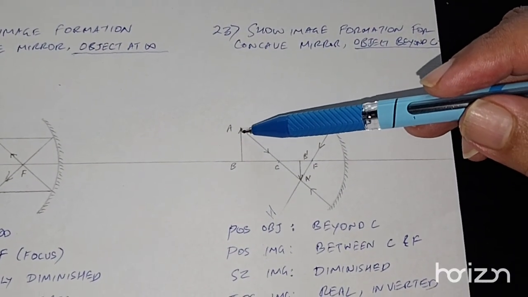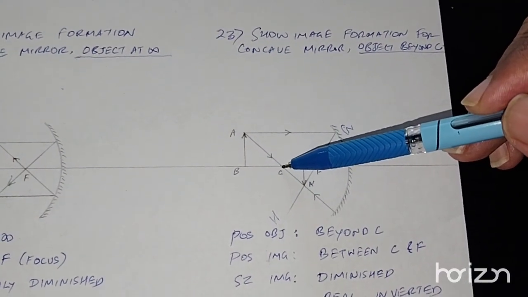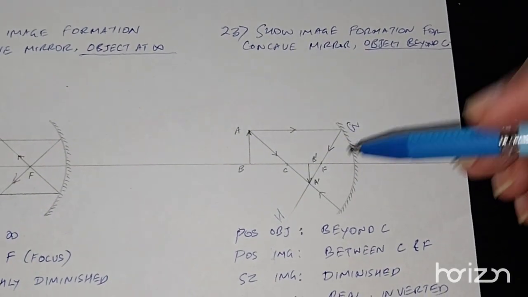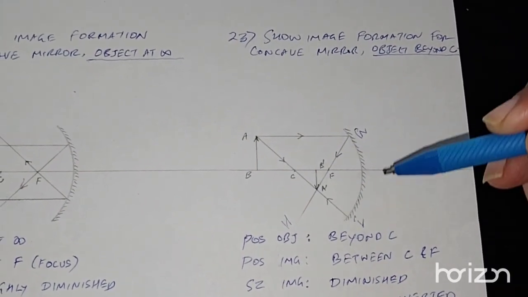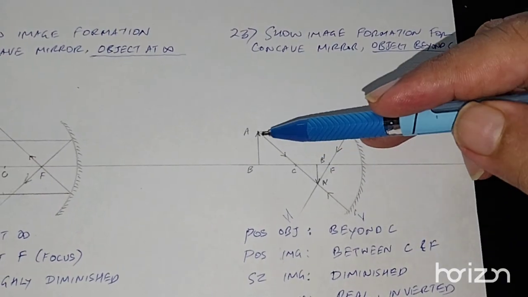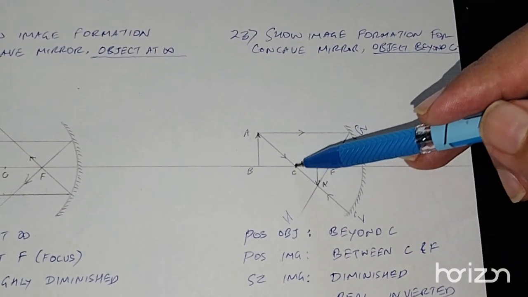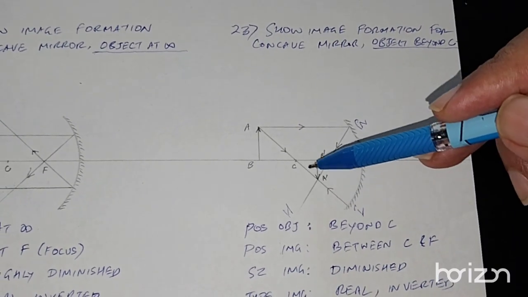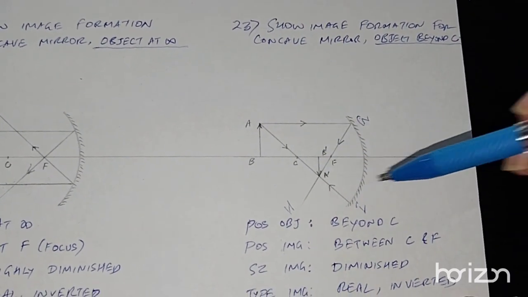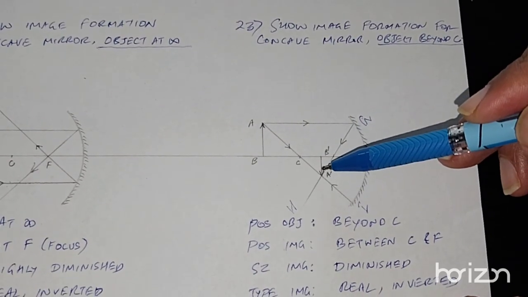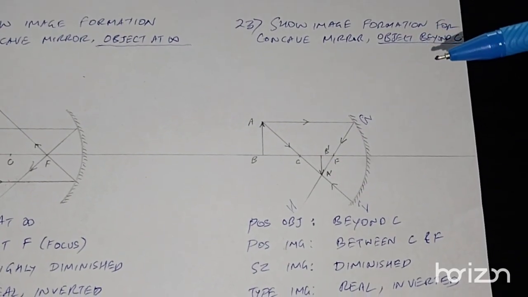The second ray is going to go through the center of curvature, that is C. Let's call this point I. So AI is the incoming ray, and as you know, if any ray is coming through the center of curvature, it gets reflected along the same line but in the opposite direction. So this reflected ray and this reflected ray will intersect at some point.